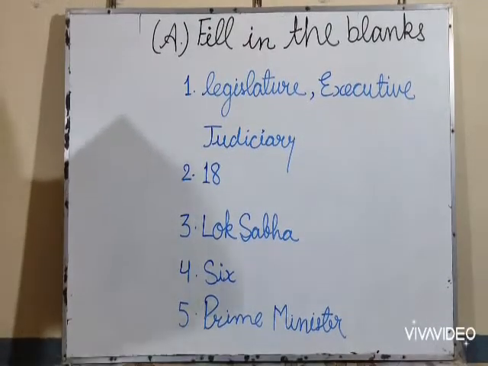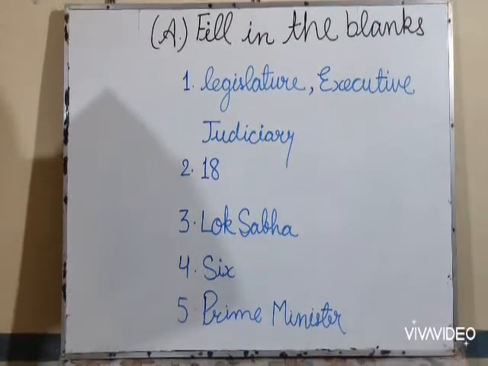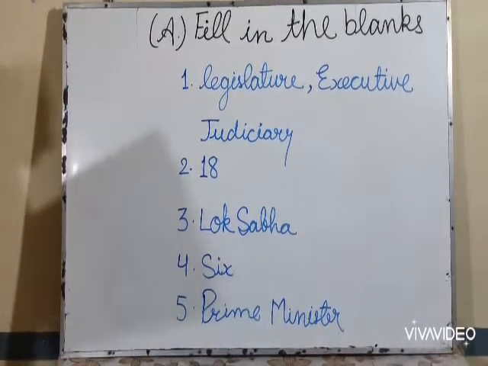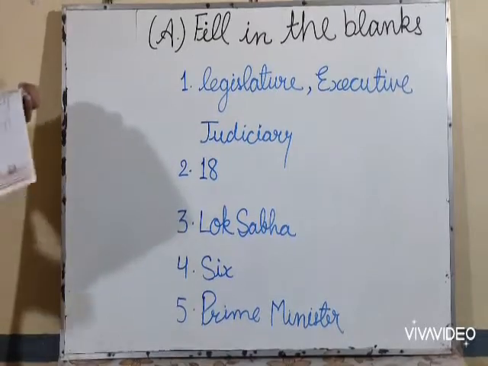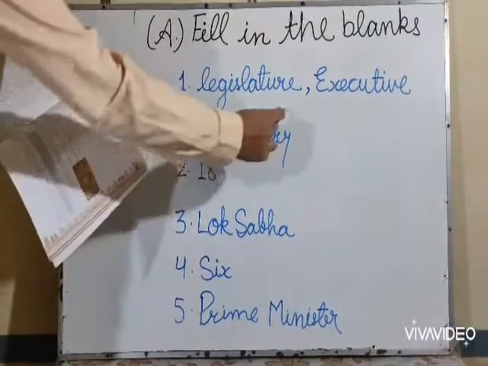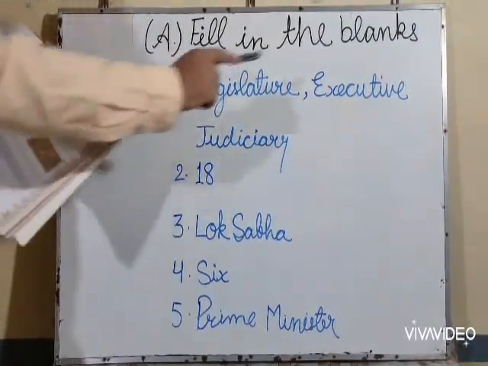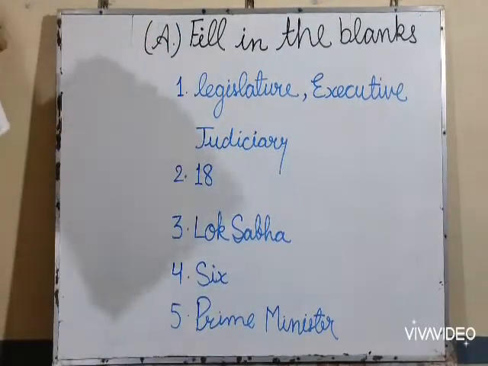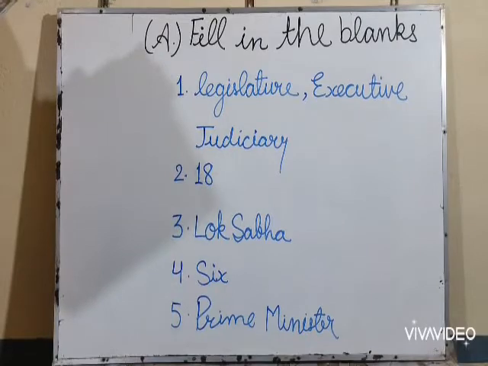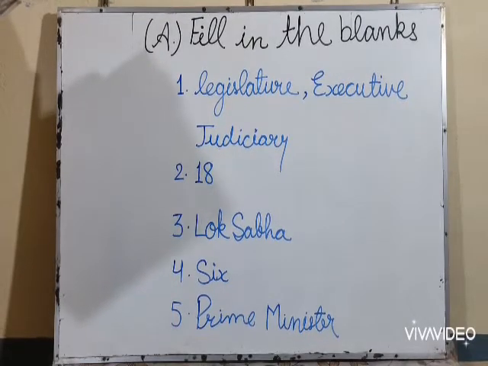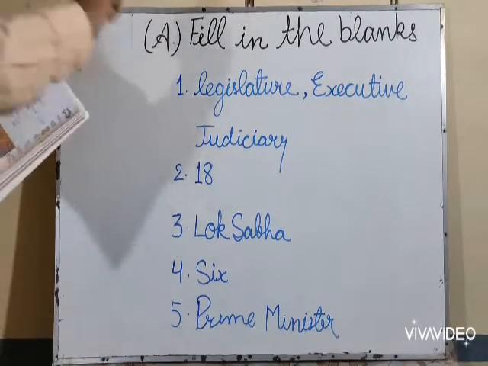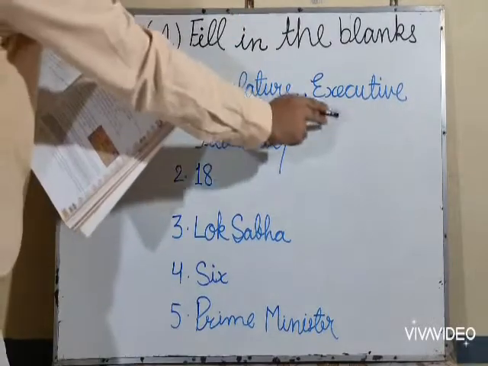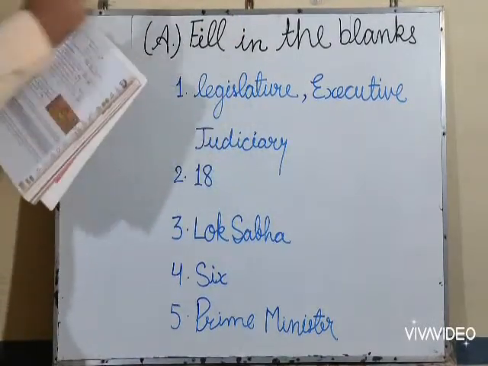Now start with filling the blanks. Filling the blanks 1. The three organs of government are the legislature, the executive and the judiciary. It means the answer to the first blank is: the three organs of government are the legislature, executive and judiciary.